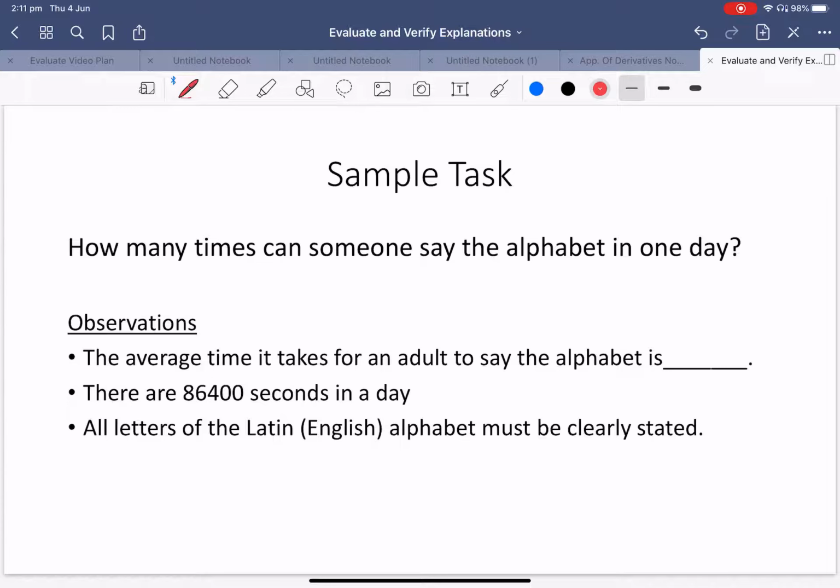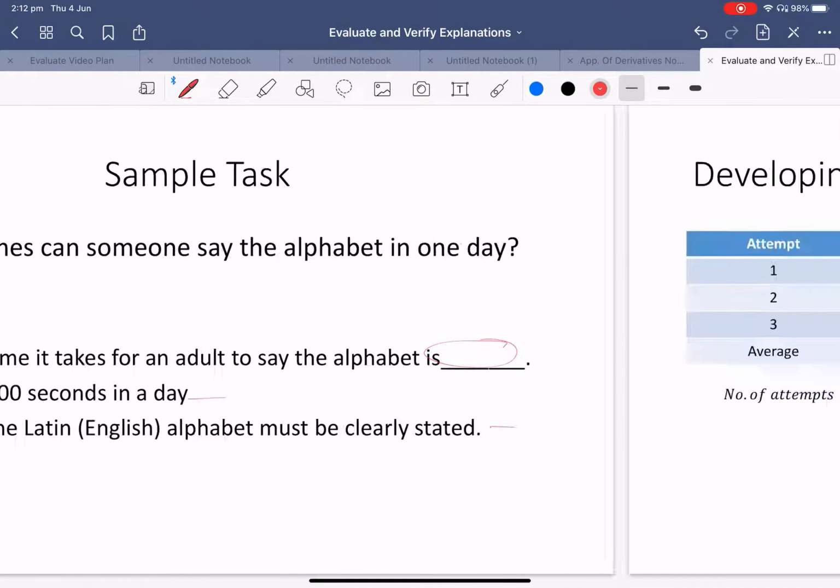We'll get an answer for this soon enough, but the average time it takes to say the alphabet might be somewhere between 5 and 10 seconds, but we'll have a look at that and do some solving around that. We have an observation that there are 86,400 seconds in a day, and that if we are saying this alphabet, we need to be saying all letters of the alphabet and then clearly stated.